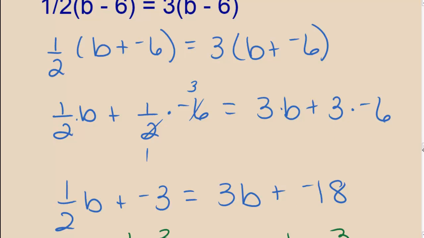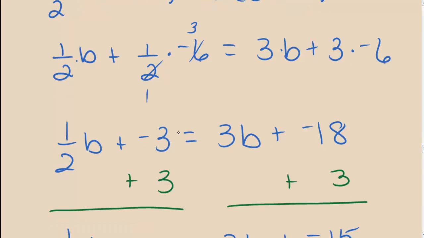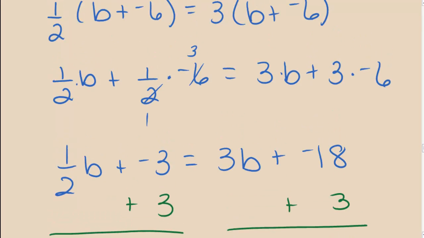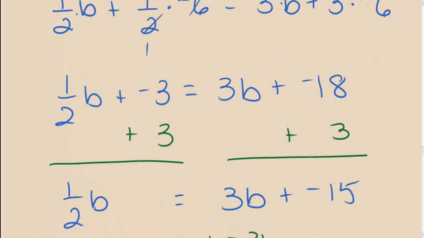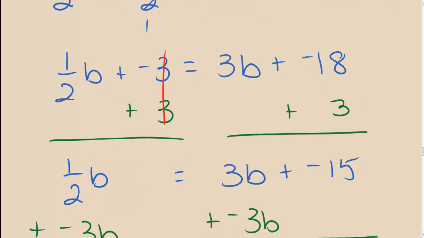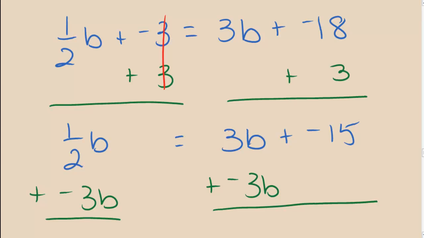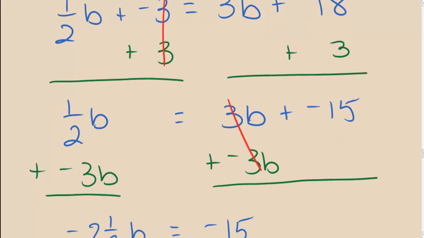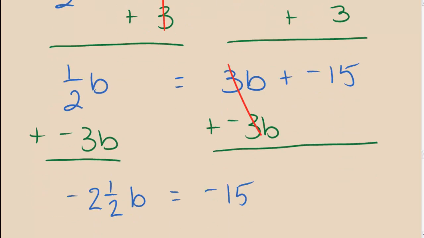I'm going to get rid of the adding of the negative 3 by adding the opposite, which is positive 3. I'm going to add 3 to both sides, and I end up with 1/2 b on the left because my 3's canceled, equals 3b plus negative 15 when I add negative 18 plus 3 on the right. Then I want to get rid of my b's, my variables on the left, so I'm going to add the opposite to get rid of them, and I add them to both sides, and I end up with negative 2.5 b on the left and negative 15 on the right.